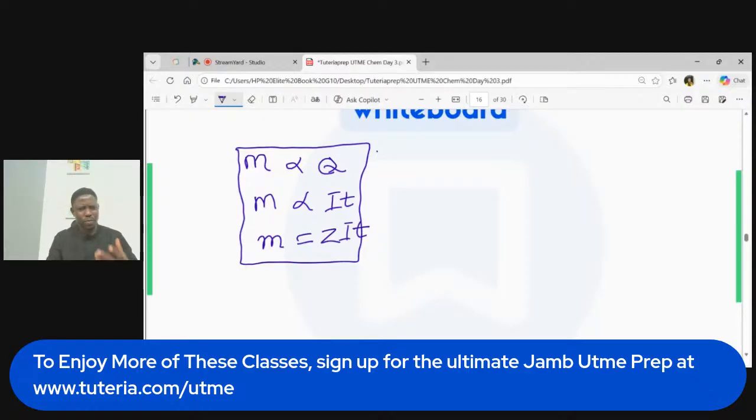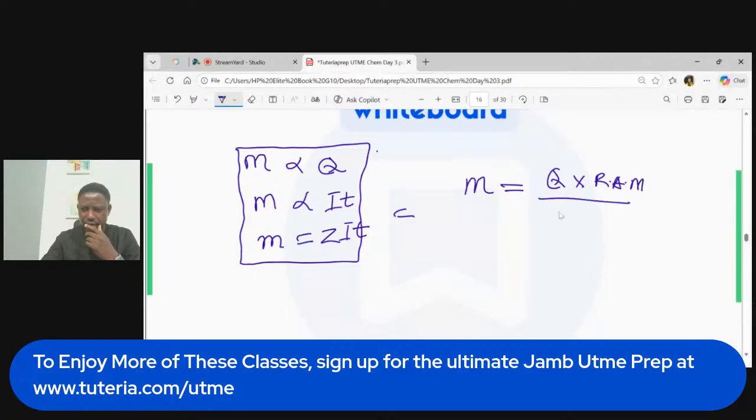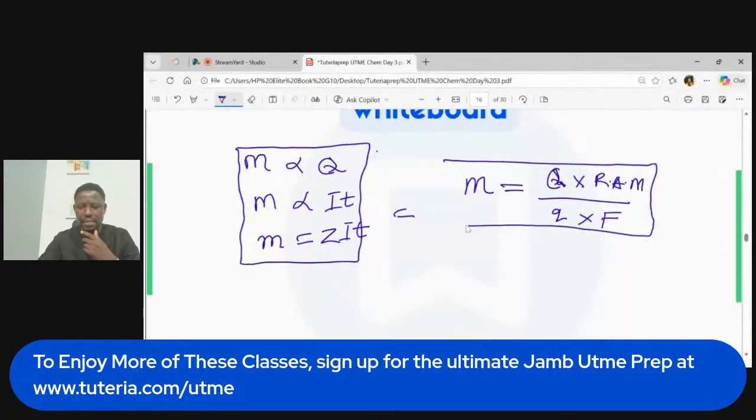All right. So if we want to now use this, how do we arrive at that? So please write this: mass deposited equals quantity of electricity times the relative atomic mass over the charge of the ion, that's represented by Q times Faraday. The quantity of electricity, the unit is in coulombs. Okay. So coulombs is like this Faraday as well.